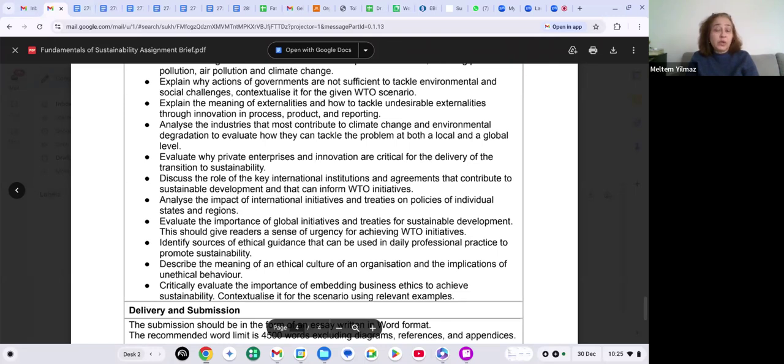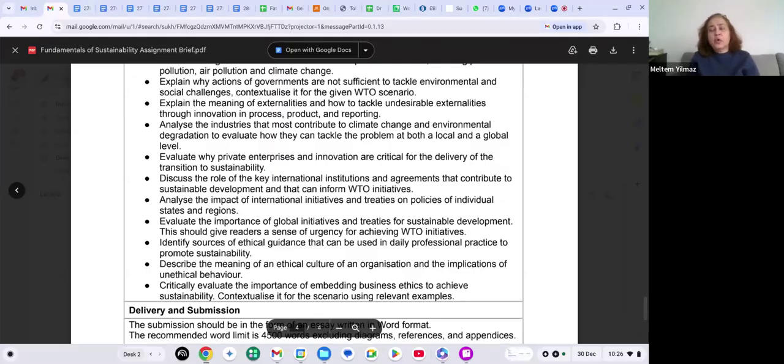So, we expect you to identify sources of ethical guidance that can be used in daily professional practice to promote sustainability. Describe the meaning of an ethical culture of an organization and the implications of unethical behavior. Critically evaluate the importance of embedded business ethics to achieve sustainability. Contextualize it for the scenario using relevant examples.